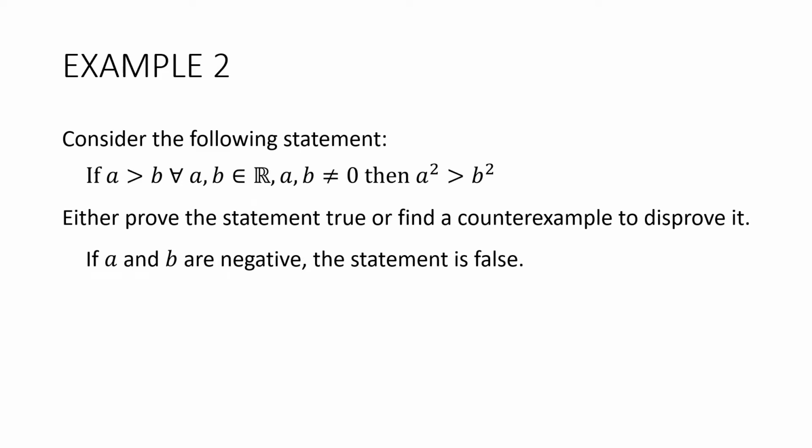Well, negative numbers. If A and B are both negative, the statement is actually false. Let's look at an example. If A is -1, B is -2, and that fits, A is greater than B. When I square these two, I get 1 is greater than 4, which is not true. So the statement is disproven.